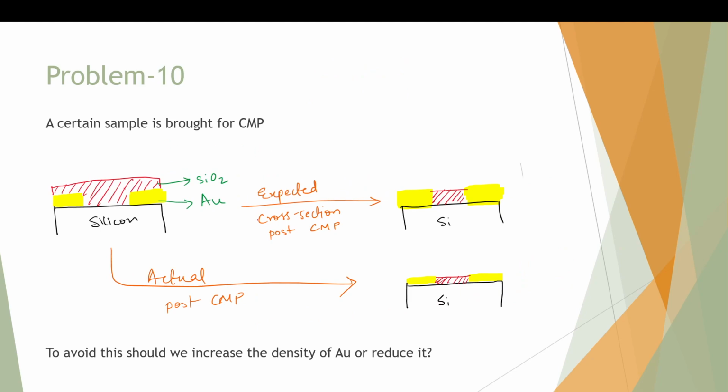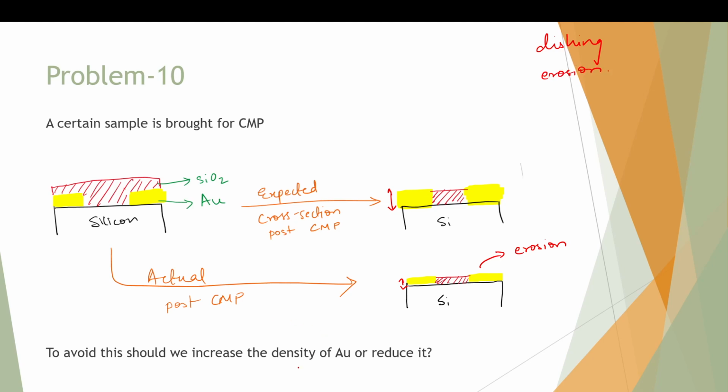Now same question, but in this case, because of whatever the slurry chemical composition was and whatever pressure was applied, even the gold thickness reduced. So the CMP process was not very selective for SiO2 and gold, and both of them reduced. This was the expected thickness and this is smaller than that. This phenomenon is called erosion. So whenever we are doing a CMP process, there are these two things: one is dishing and another one is erosion.